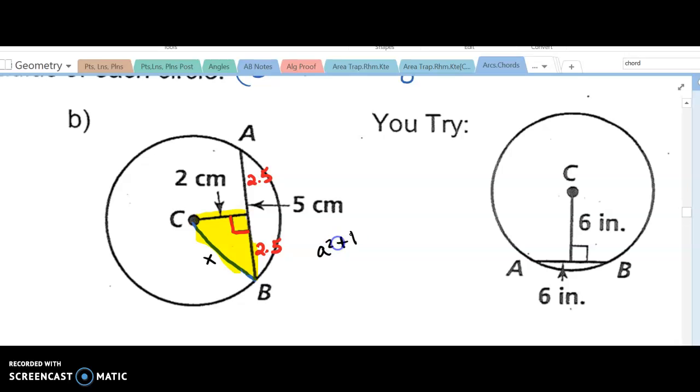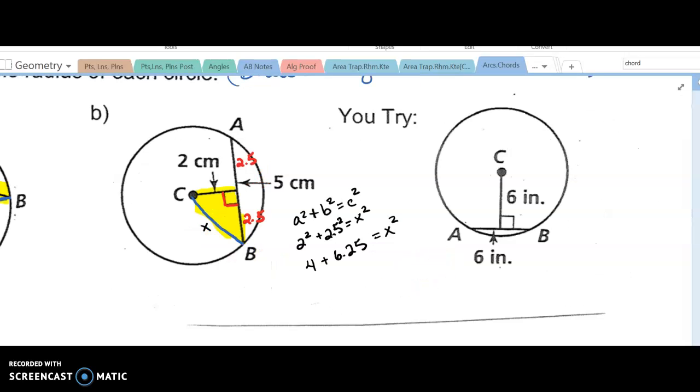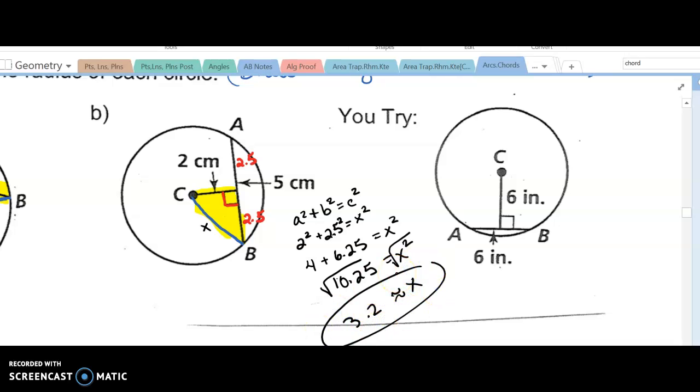So a squared plus b squared equals c squared. We have x, and x goes in the c spot because that's the hypotenuse. So we have 2 squared plus, make sure you're doing 2.5 squared, not 5 squared right here. So this is 4 plus 6.25 equals x squared. That's 10.25 when you combine like terms. Then square root both sides, and x comes out to be approximately 3.2. That's my radius. All right, so pause the video and you try.